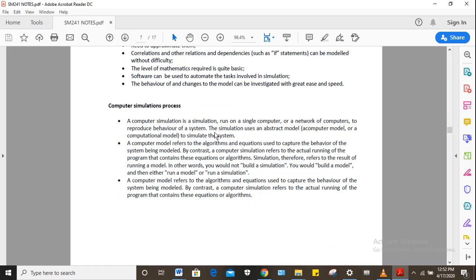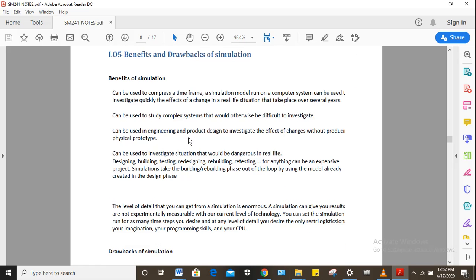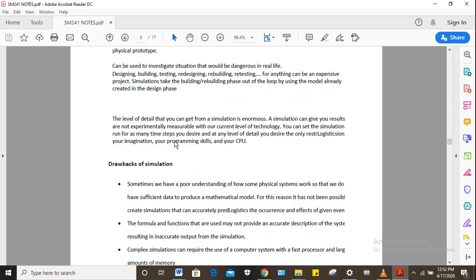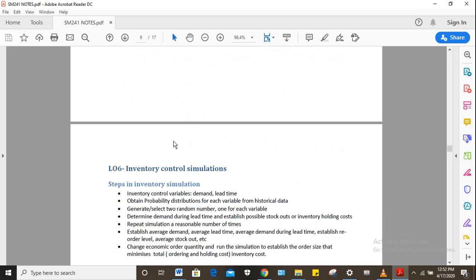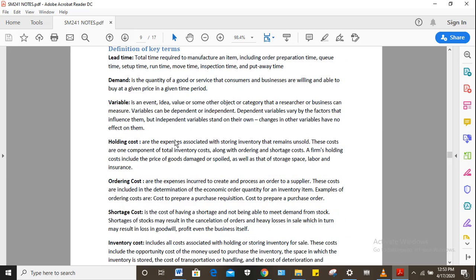Then also you need to explain computer simulation processes as well. Then learning outcome 5 is just the benefits and drawbacks of simulation, or we can say the advantages and disadvantages of simulation. We have already done a question like that in your assignments and also in the semester test, and most of you did well, so I won't spend much time on that. It's quite straightforward. Then we also have inventory control simulations. We've done that also in class. So I won't spend that much time on it.